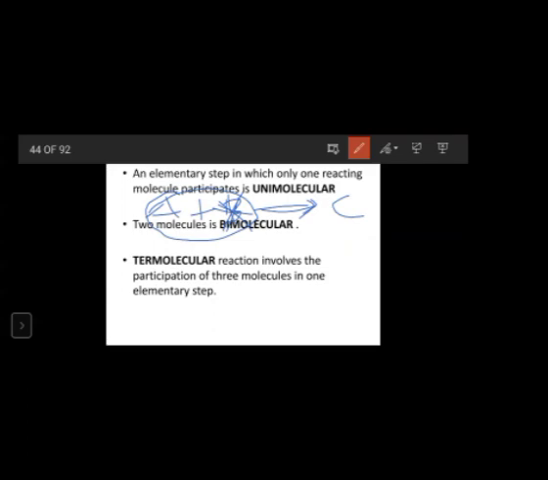An elementary step in which only one molecule is participating is referred to as unimolecular. If there are two, B plus C giving D, this kind of reaction is called bimolecular. If there are three, you say termolecular. Some say trimolecular, it depends on the author that you are reading. So it's very clear now, it is one molecule that is decomposing. If you have 2A reacting to give C, and I say this is an elementary reaction, what is the molecularity? It is 2.